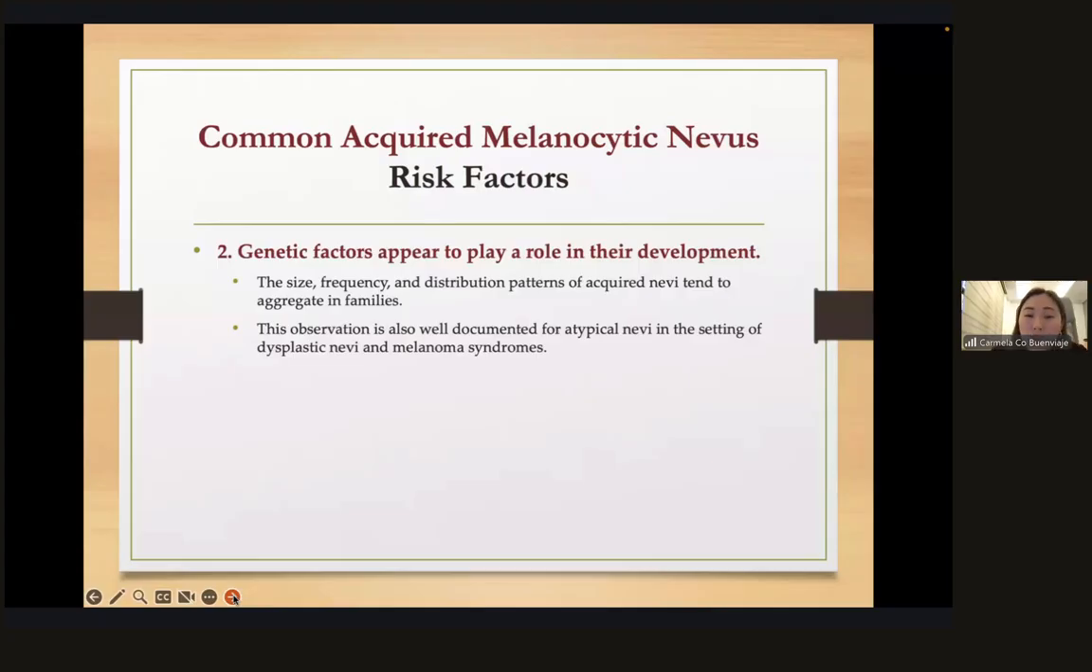Number two would be genetic factors, which appear to play a role in the development of these nevi. The size, frequency, and distribution patterns of acquired nevi tend to aggregate in families. This observation is also well documented for atypical nevi in the setting of dysplastic nevi and melanoma syndromes.